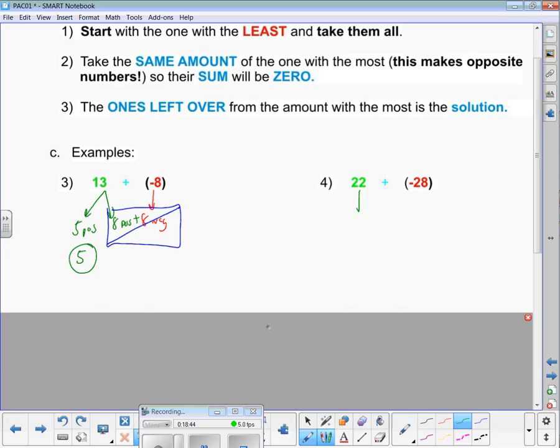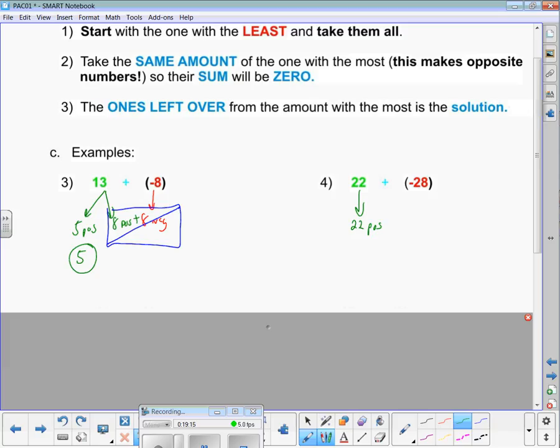So we're going to take all 22 positives, right? The one with the least. Don't think about the order. Don't say, oh, we started with the back one here, so I start with the back one there. They could be in either location. You got to look for the one with the least and start with all of the one with the least. Okay? So what's next? Somebody raise your hand. Tell me what to do next.